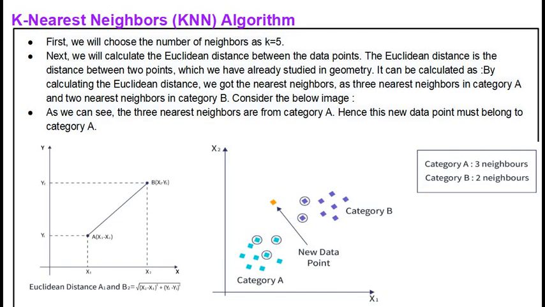Suppose there are two points A and B, we can find the distance between them. Like that, we can find the distance between all the data points which are close. Then we select the shortest distance, and based on that, we can classify the data.